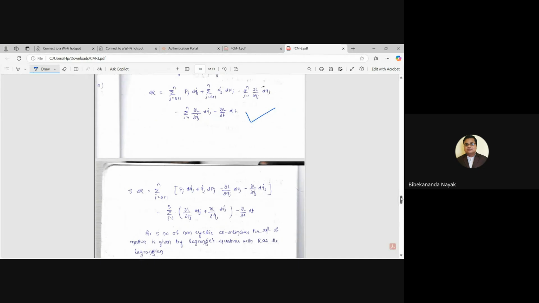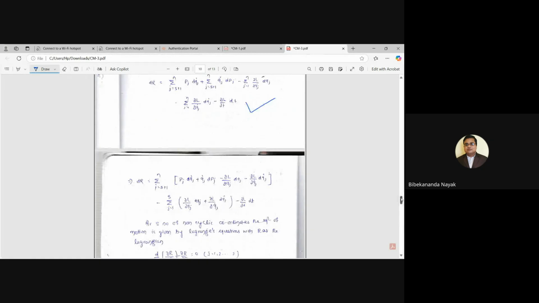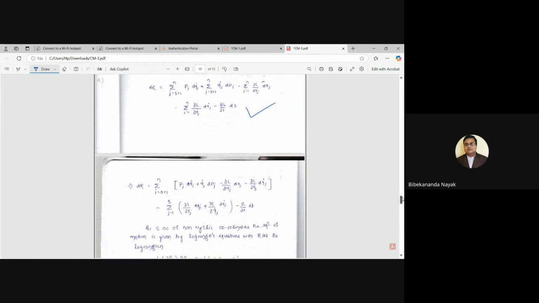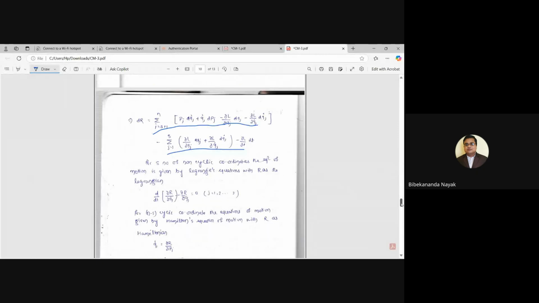Now separate the cyclic and non-cyclic parts. Non-cyclic is 1 to S, and cyclic is S plus 1 to N. So this is for the cyclic coordinates, and this is for the non-cyclic coordinates. If this is the procedure, then finally we get Lagrange's equation: d by dt of del R by del Qj dot minus del R by del Qj is equal to 0.